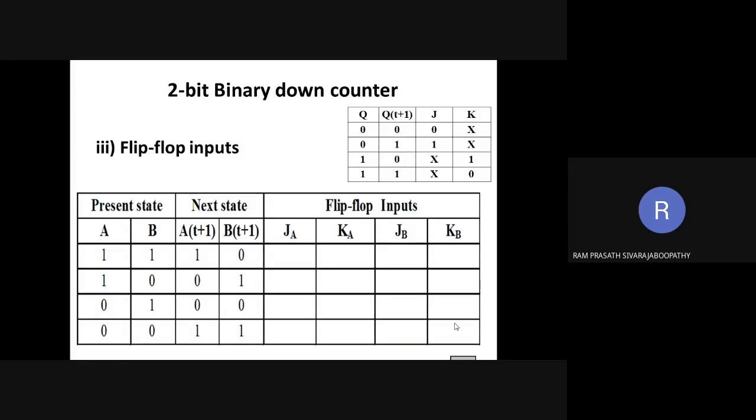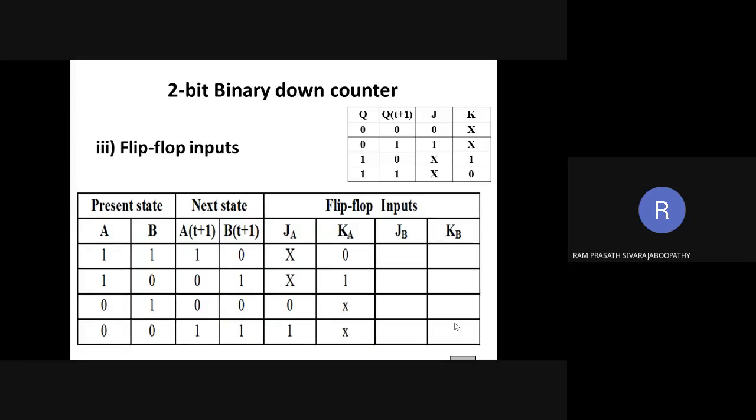So this is the excitation table of JK flip flop. Kindly you people type it in the chat. What are all the combination we can have here? 1 1. So don't care 0. Kindly type it in chat. 1 1 na don't care 0. அடுத்து 1 0. 1 0 means don't care 1. Okay, next is 0 0. 0 don't care. Very good. Next is 0 1. 1 don't care. That's all.